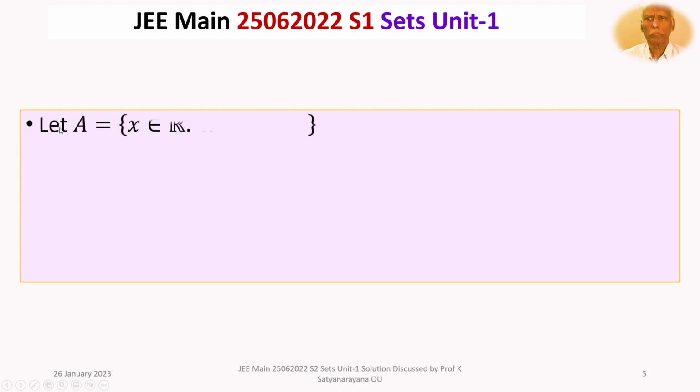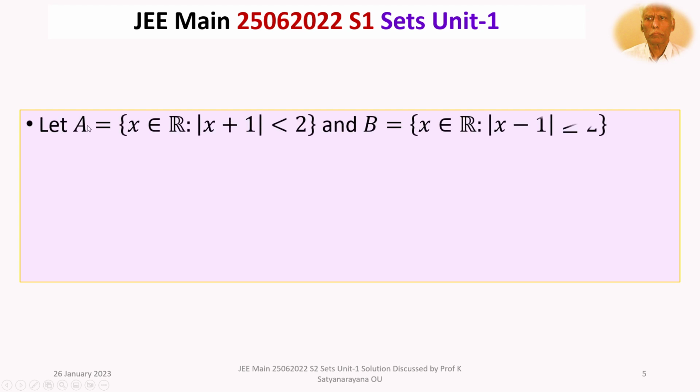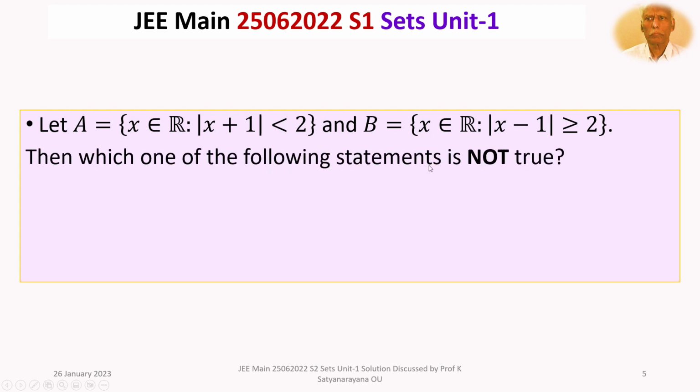The given question is: let A be a set consisting of all those x belongs to the set of real numbers such that mod of x plus 1 is less than 2, and the set B is equal to the set of all x belongs to R such that mod of x minus 1 is greater than or equal to 2. Then which one of the following statements is not true? We are given four options.